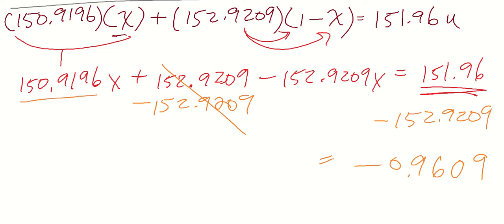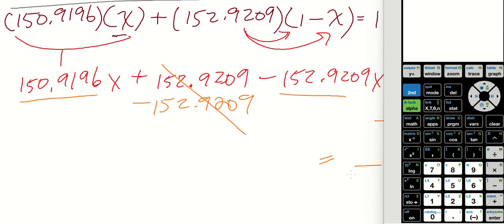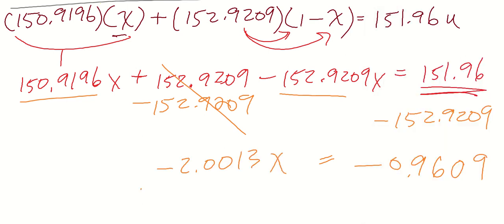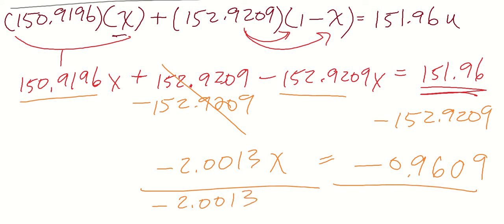So over here, that minus that, let's combine like terms. You know what? I'm just going to use my calculator. I'll be right back. Got my handy calculator. All right, so now let's do 150.9196 minus 152.9209, and we're just combining the like terms here. The x's, negative 2.0013. All right, now let's isolate x, divide through by negative 2.0013. We need to get a positive number, right? For percent, can't have a negative percent.